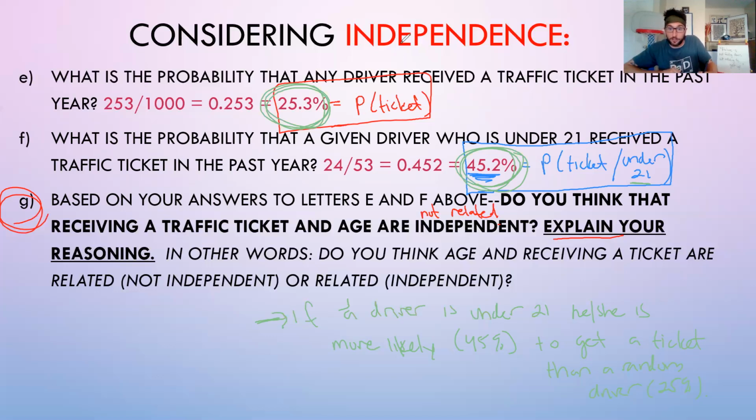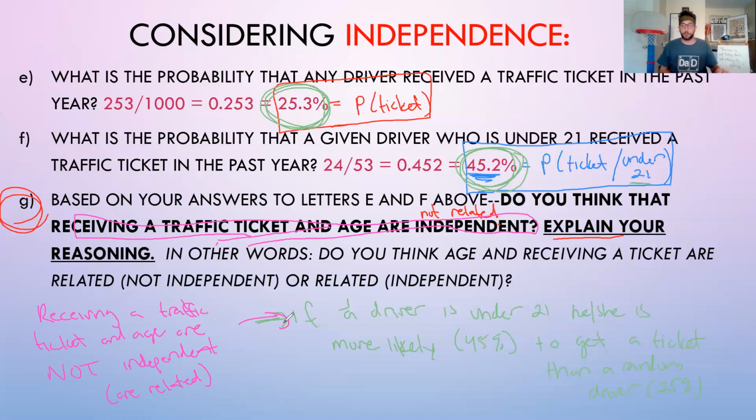Now, one general strategy I'm going to give here, when we're writing on the AP exam, one of the best things you could do is just reword the question. Then you'll never mess up your context. So to start, I would say receiving a traffic ticket and age are, now we want to answer the question, are not independent, right? Not independent means they are related, because if a driver's under 21, they're more likely to get a ticket than some random driver.